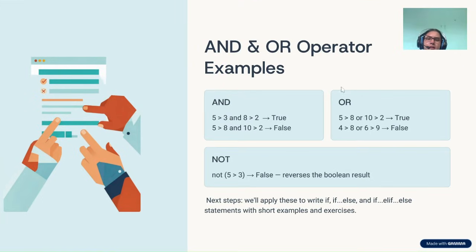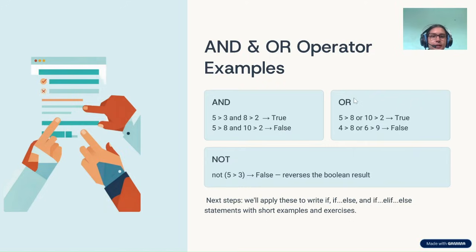We can look at the examples given here as well. For the AND operator, if 5 is greater than 3 and 8 is greater than 2, true. If 5 is greater than 8 and 10 is greater than 2, then it will give false because 5 is not greater than 8. One of the conditions became false, so the whole expression became false.